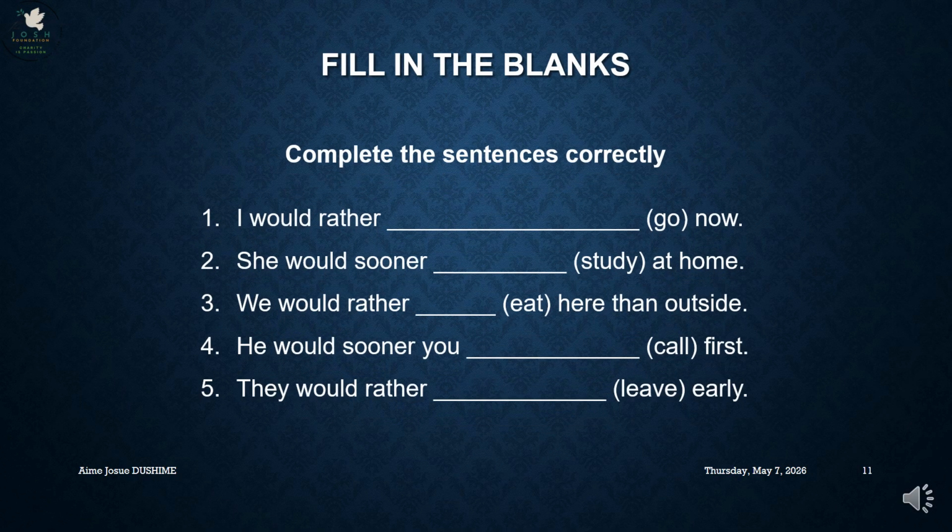Complete the sentences correctly. I would rather dash dash now. She would sooner dash dash at home. We would rather dash dash eat than outside. I forgot to put here go. He would sooner you dash dash first. They would rather dash dash early.